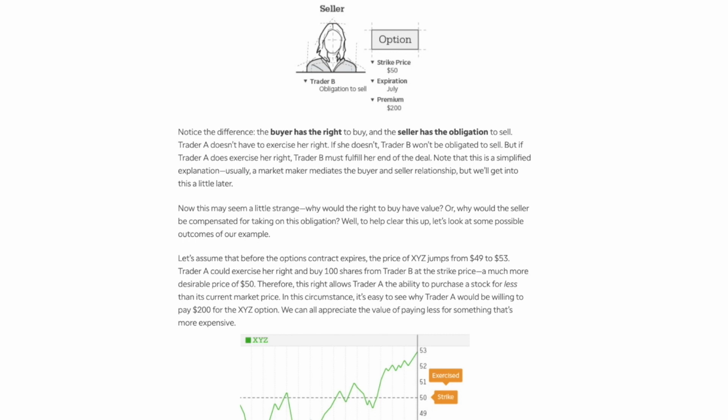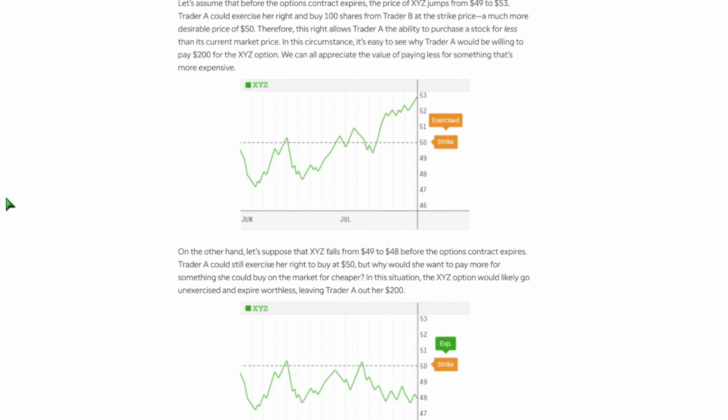There will always be a winner and there will always be a loser. So it's up to you to try to make the better call than the person you are either buying from or selling to. Let's look at some possible outcomes of our example. Let's assume that before the option contract expires, the price of XYZ jumps from $49 to $53.